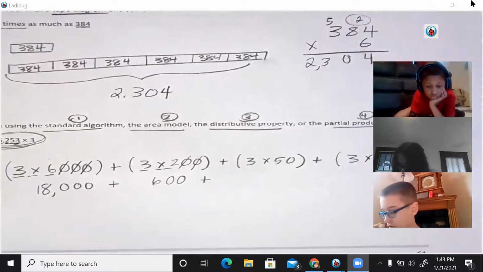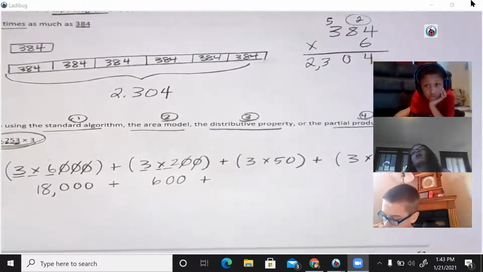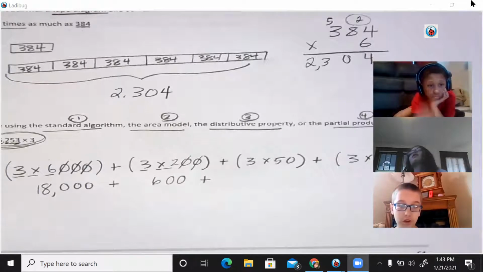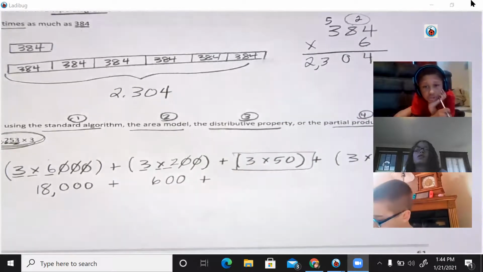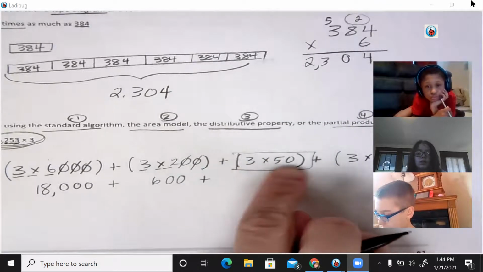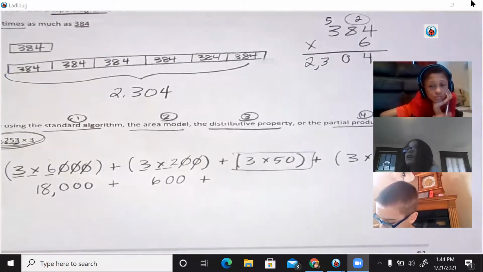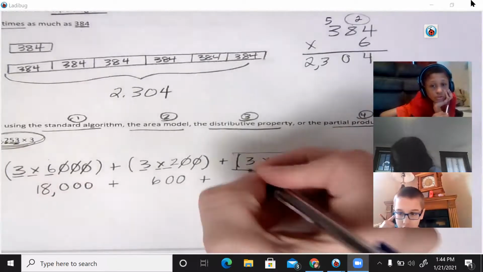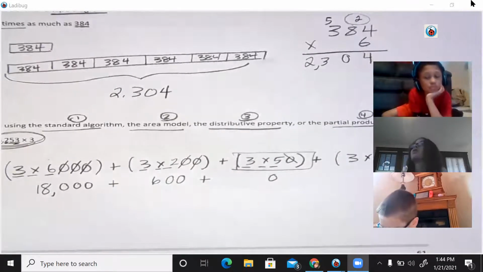How many zeros do I cross off? No, there aren't 4 zeros. 3, 0, and 1. Read this equation for me. 3 times 50. How many zeros are in that equation? 1. So I'm going to cross that off and put it in my answer. I'm left with what basic fact? 3 times 5. What is 3 times 5?